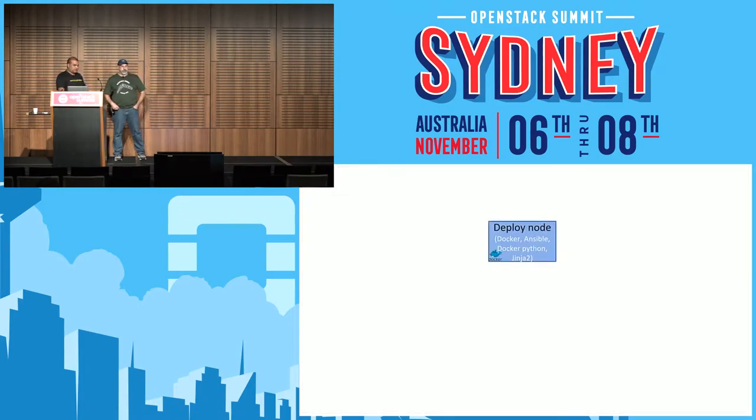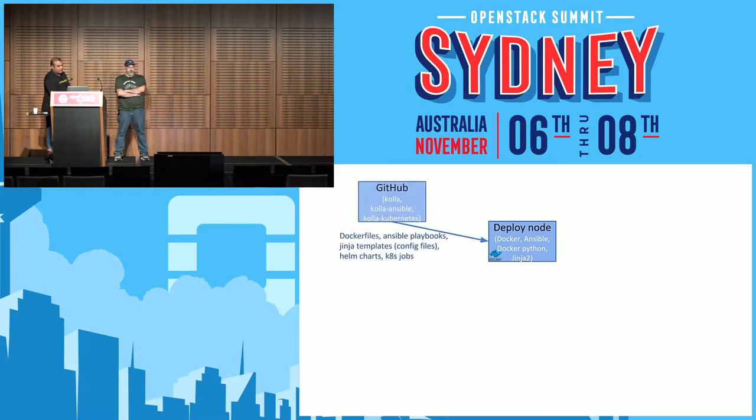Architecture of Kolla. We have a deploy node that has Docker, Ansible, Python, and Jinja2. That's all that's needed on the deploy node. It pulls Dockerfiles, Ansible playbooks, Jinja templates, Helm charts, and Kubernetes jobs from the Kolla repos: Kolla, Kolla Ansible, and Kolla Kubernetes. Then the deploy node must talk to a registry. There's also an option to not use a registry and use images on the deploy node locally. The deploy node pulls images or layers from the registry.